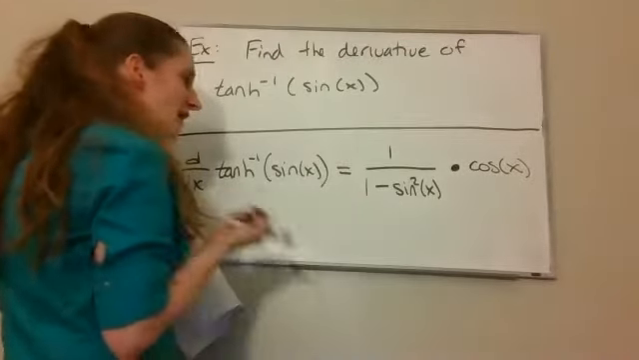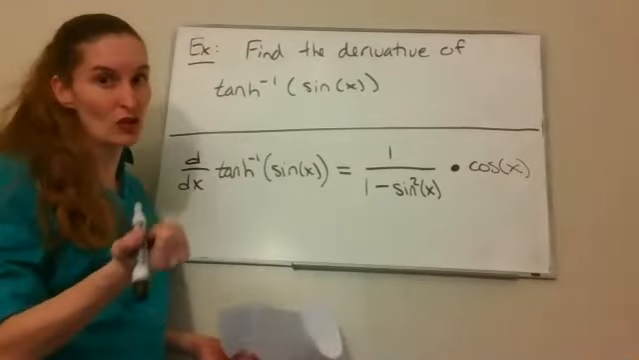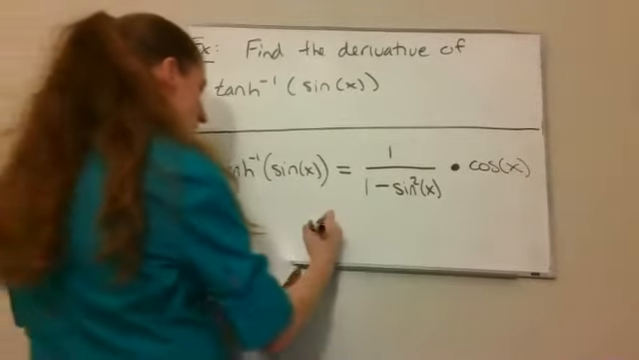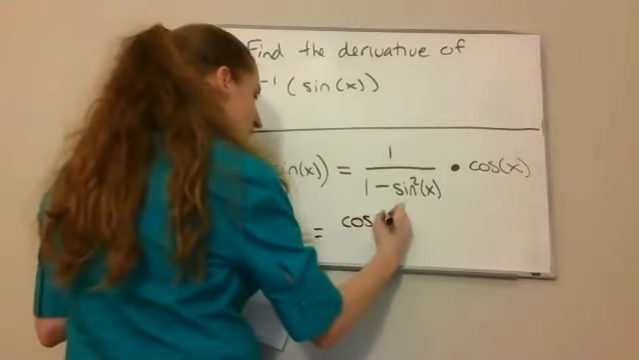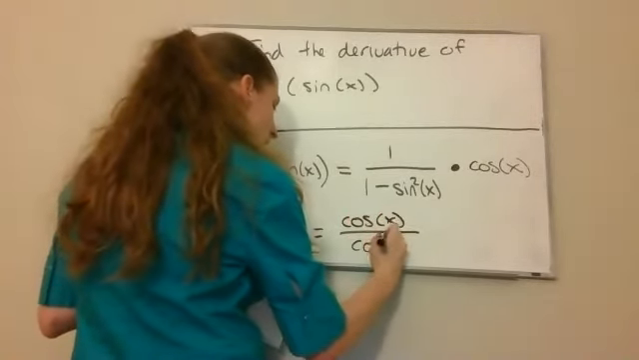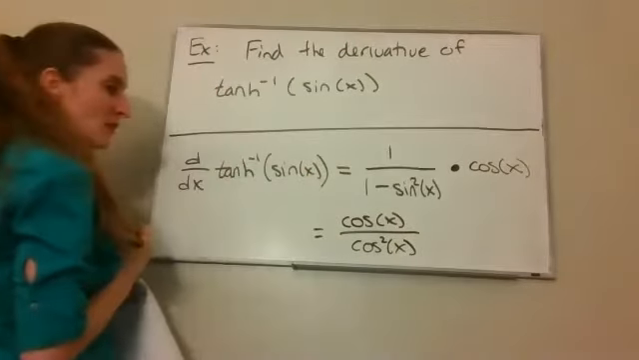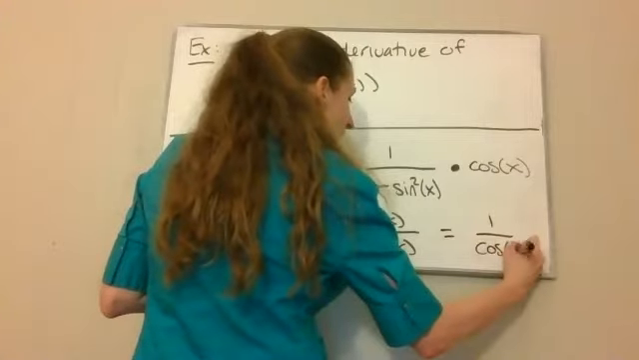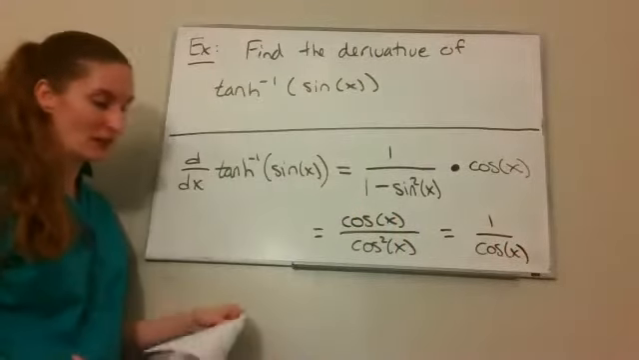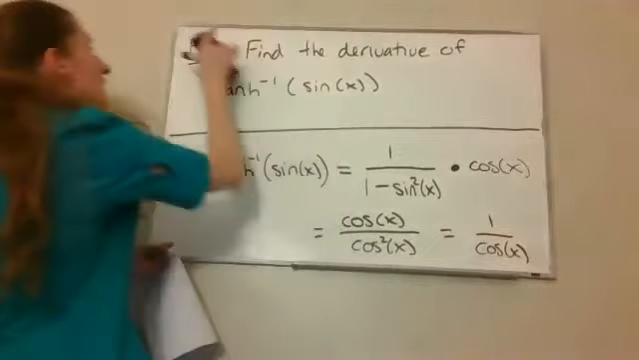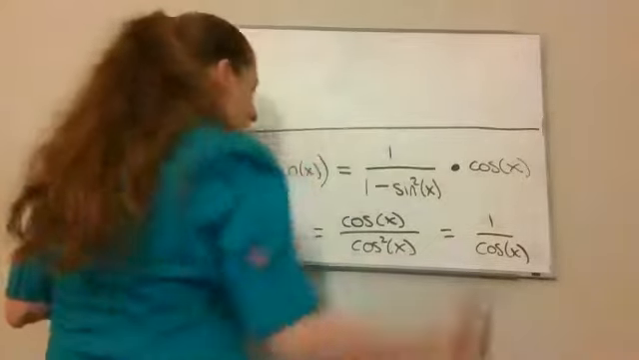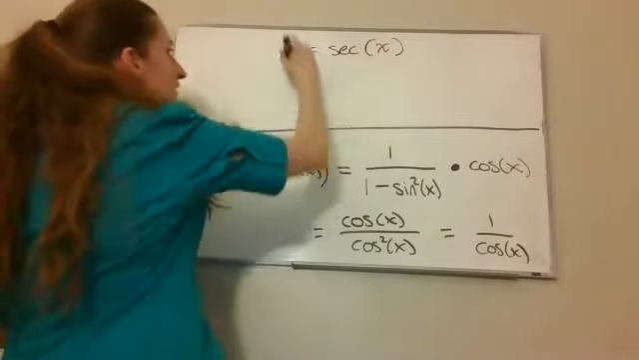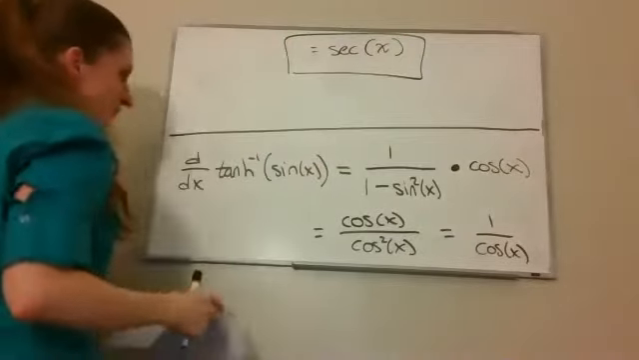Do we know what 1 minus sine squared is equal to? We should. It's cosine squared. That comes from sine squared plus cosine squared equals 1. So this whole thing is equal to cosine of x over cosine squared of x using that Pythagorean identity. And this simplifies to 1 over cosine of x. But 1 over cosine of x is equal to secant. So my fully simplified answer is this is equal to secant of x.